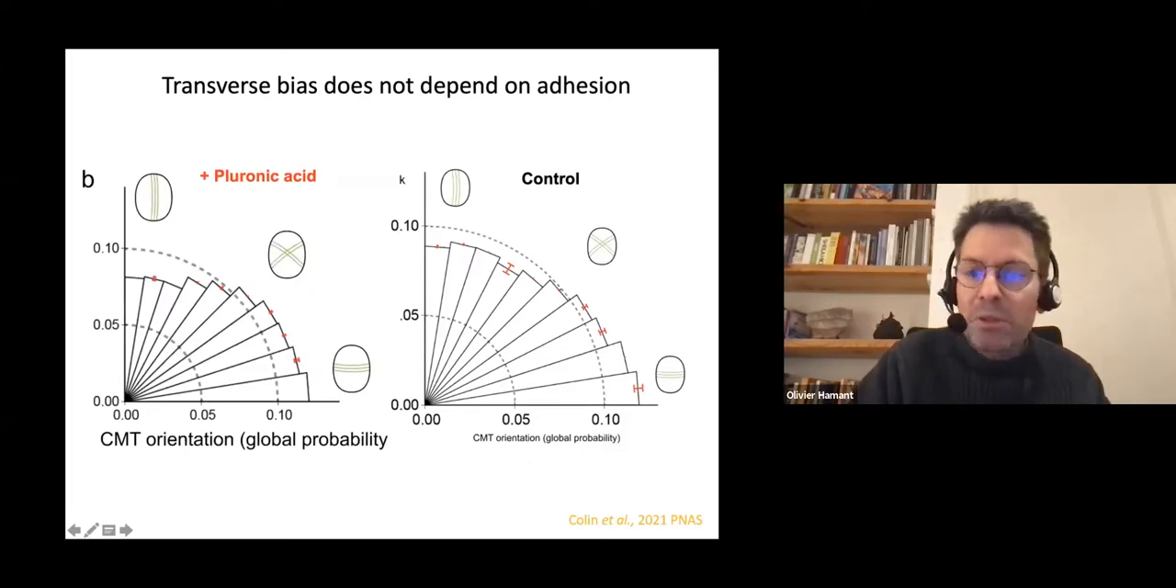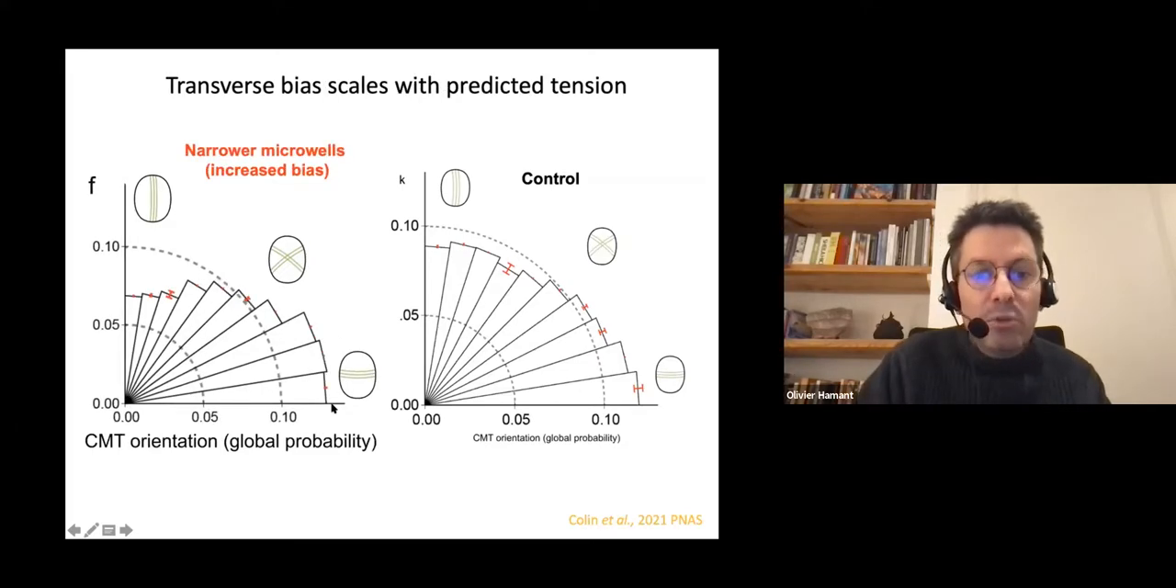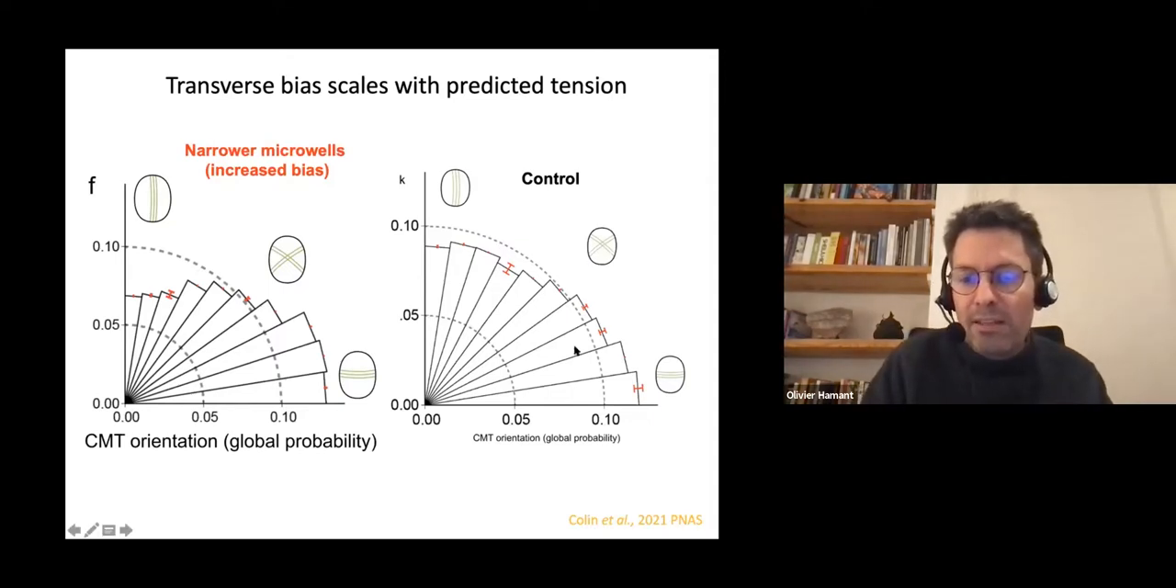First, we wanted to make sure that it's not due to the adhesion of the protoplast to the sides of the well. We can use pluronic acid to passivate the well, so we remove electrostatic interactions. And here we see the same type of bias. The microtubules are still transverse. We can also use narrower wells. On the right, the wells are 15 micrometers in width, and this one is 12 micrometers in width.